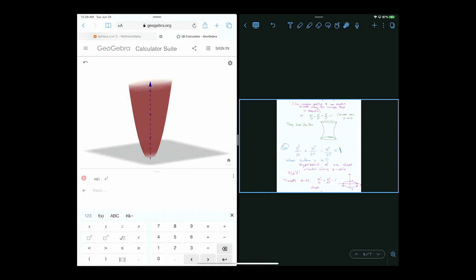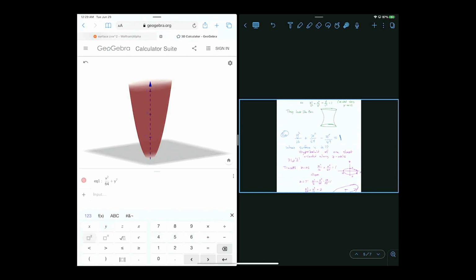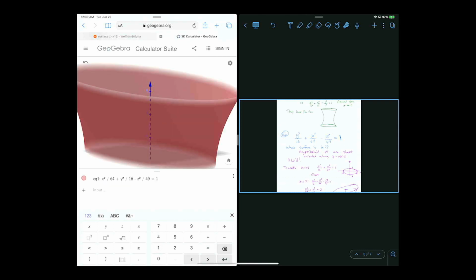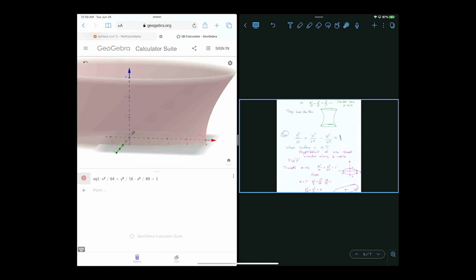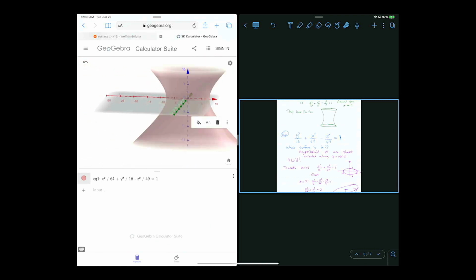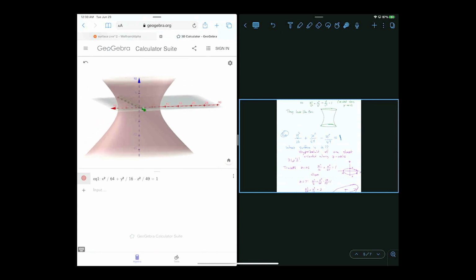We have x squared over 16 plus, 64, plus y squared over 16 minus z squared over 49 equals 1. Enter. There you go. So there's your hyperboloid.